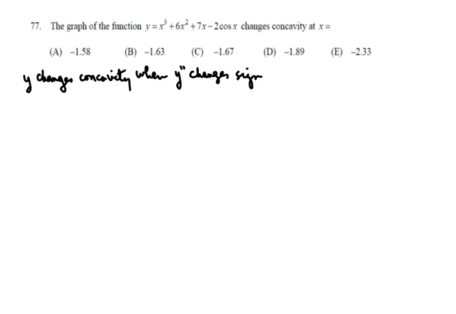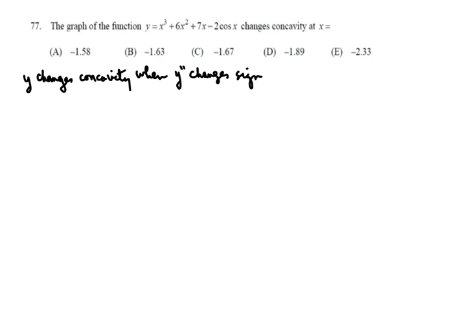Maybe from positive to negative, or maybe from negative to positive, but as long as it changes sign, there will be a change in concavity. Now, being that this is a calculator question, I could first find the derivative and plug that in. I could even first find the second derivative and plug that in and look for a change.